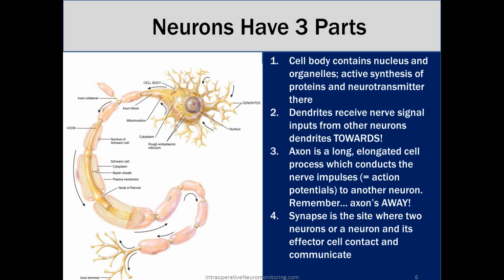And the axon is a long, elongated cell process which conducts the nerve impulses or action potentials to another neuron. Remember, axons away. So this is, as the arrows show, flowing outward towards the end of the axon itself, which has the axon terminal, and then we'll get into that later, how that neural signal is transmitted.